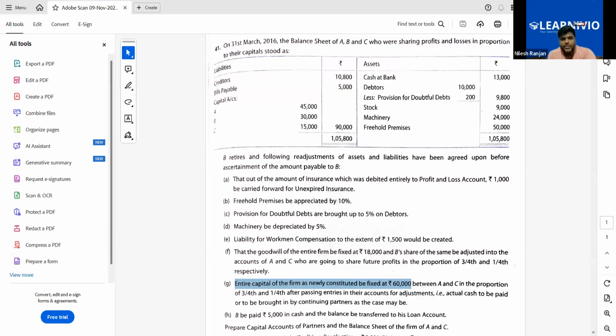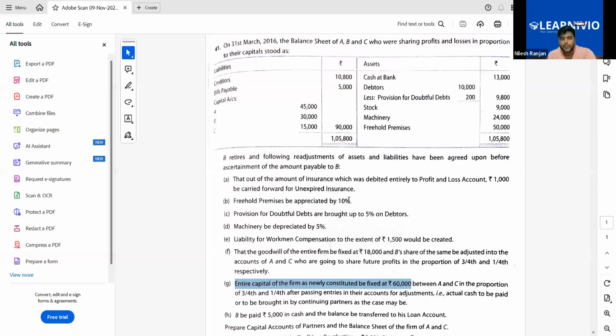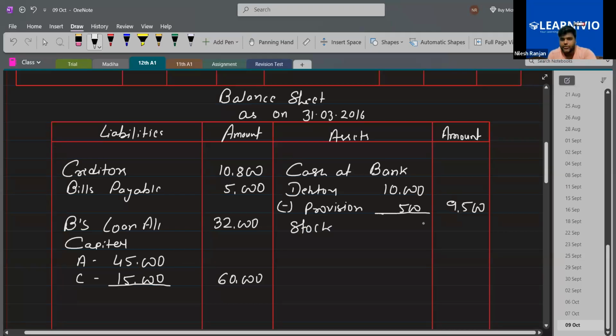Okay. Cash will change, so I will write just cash at bank, not the amount, because it will change. Debtors: there is 10,000 of debtors minus provision, which is increased to 500. So 500 here, 9,500. Then stock 9,000. So there is no change in stock, 9,000.